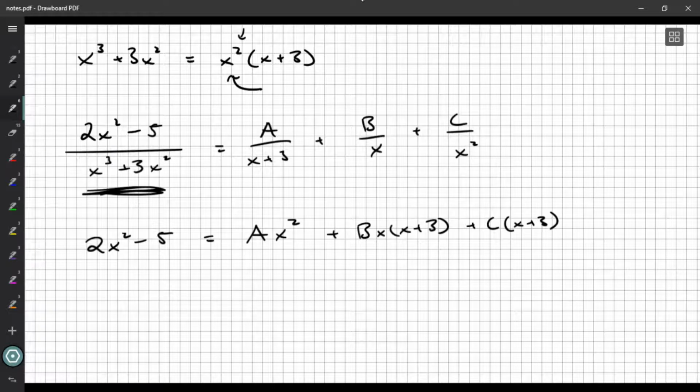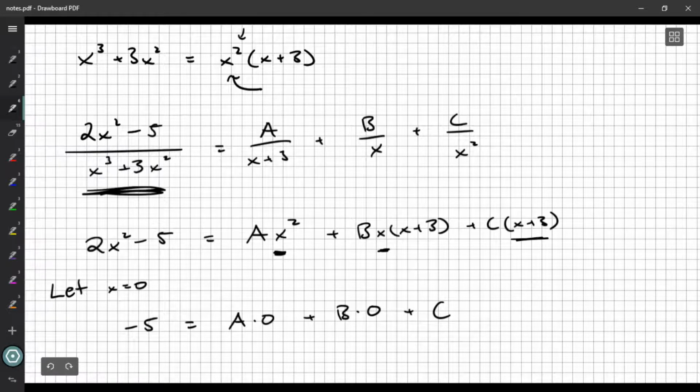So now let's try and plug some values of x in here to figure out what's going on. x being equal to 0 would certainly make things a little easier. Over here we'll get −5. And then it'll be A times 0, B times 0 times 3, but we'll just write 0 here. And then C times (0 + 3) is 3. So we get −5 is 3C, or C is −5/3. Great, we've got C. What else could we do?